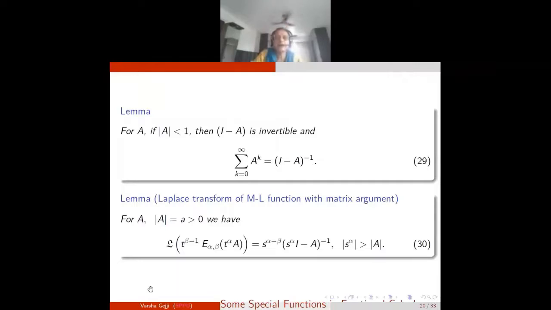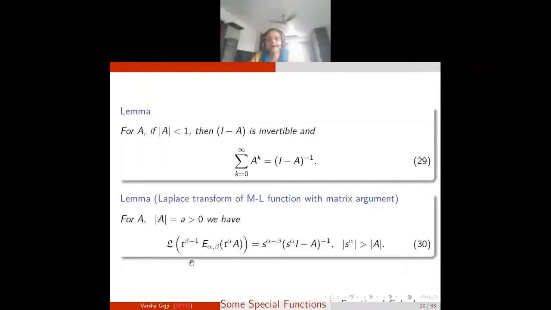Another property is, if matrix A has operator norm less than 1, then identity minus A is invertible, and summation A to the power K going from 0 to infinity is 1 upon identity minus A. So this will remind you of that simple geometric series, when you have mod x less than 1, then summation x to the power k is 1 upon 1 minus x. So it carries forward even to matrices.